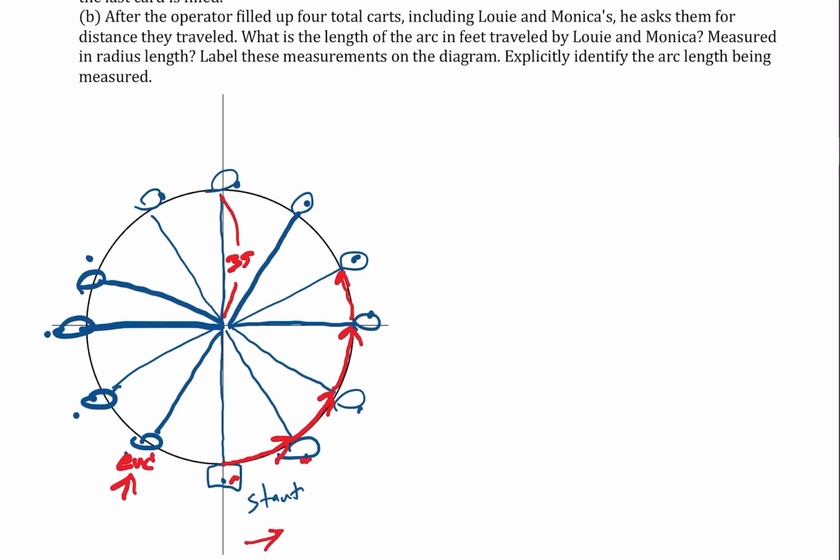So let's look at part B. Let's read it together so we can understand the problem, then you can think about the main idea. After the operator filled 4 carts total, including Louis and Monica's, he asked them for the distance they traveled. What is the length of the arc in feet traveled by Monica? Okay, so this is one question. And also a measure in radius length. Label this measurement on the diagram. Explicitly identify the arc length being measured.